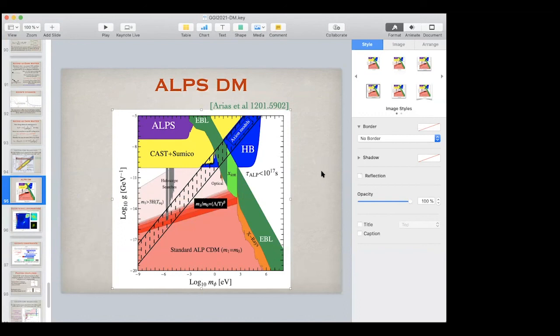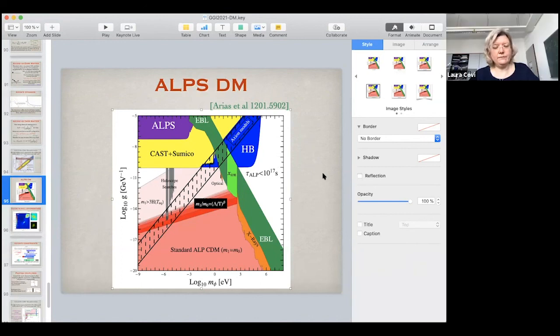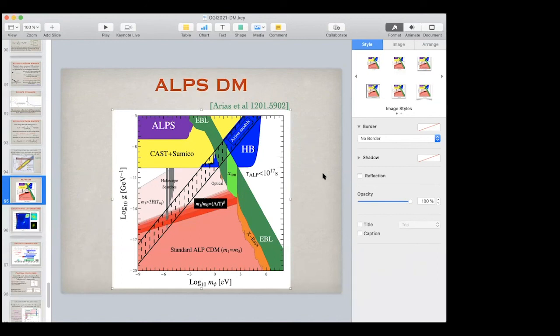I would like to ask a couple of quick questions, if I may. Yes, of course. For example, in this plot, I see that the small mass that is shown is of the order of 10 to the minus 9 eV. Yes. But I've also heard about some kind of particles called ultralight axions, ultralight axion-like particles, with masses that can be as small as 10 to the minus 20 eV. So I don't know if these kind of particles are related to what we've discussed today or not.